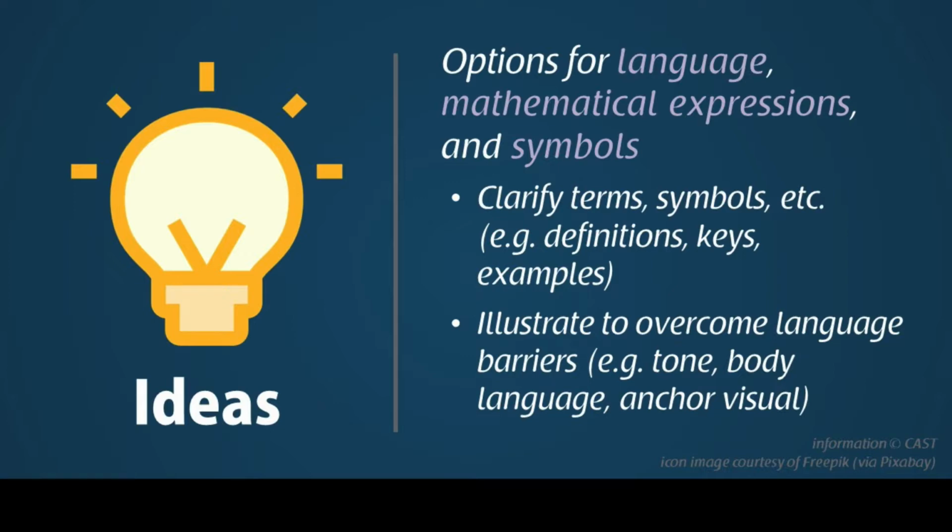Next, we have options for language, mathematical expressions, and symbols. And really, that's kind of all under the umbrella of language, since math and symbols are a form of language in a way. We don't all interpret language the same way, and I'm not just talking about non-native English speakers, though they are an example. We don't all have the same vocabulary. We don't all have the same understanding of idioms or symbols. Words have different connotations for different people, so it's important to clarify your definitions, provide examples, and whenever possible, illustrate your meaning in other ways, like with body language and visuals.